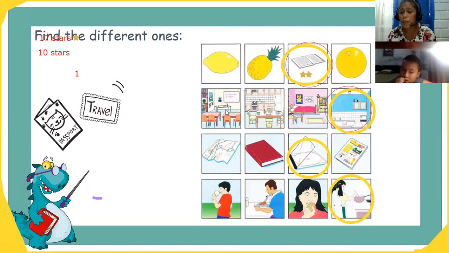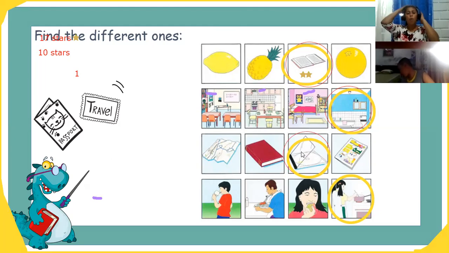Because the first picture, this one, the second picture, and the third one, most of the pictures here have a chair or chairs, okay? But in this fourth picture, there is no chair. Okay, do you understand? Yes. Okay. How about the third?